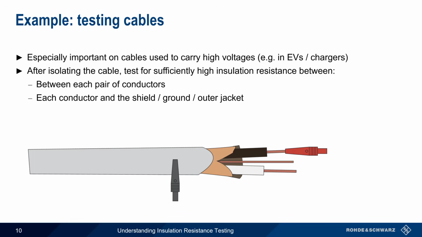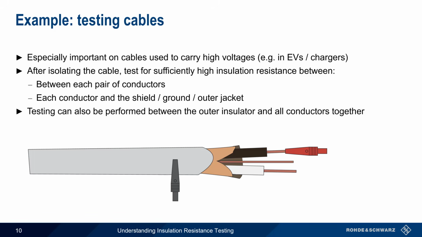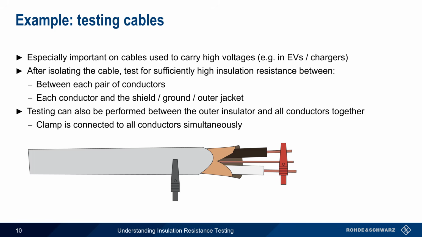Another way of testing cable insulation is to test between the outer insulator and all conductors together. In this case, one test lead or clamp is connected to all of the conductors simultaneously before running the insulation resistance test.